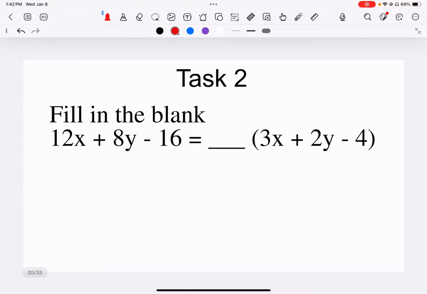Fill in the blank again. 12x plus 8y minus 16 equals some number times 3x plus 2y minus 4. 3x to get to 12x, I know I have to multiply by 4. So I'm going to distribute and see if that works for all of my terms. So 4 times 3x is 12x. 4 times positive 2y is positive 8y. 4 times negative 4 is negative 16.